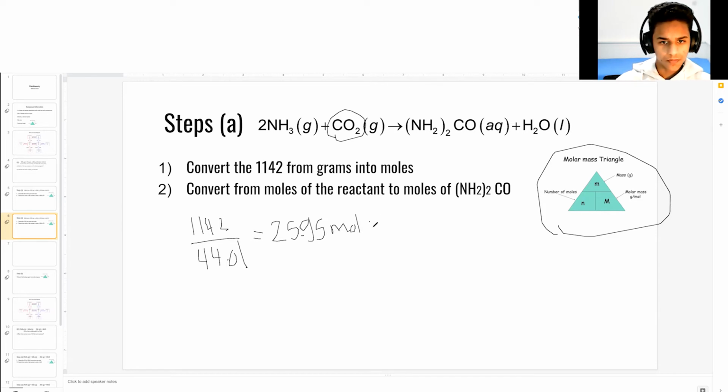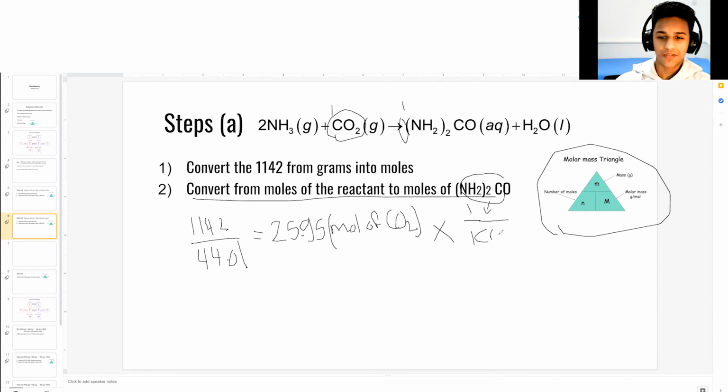Now the second step is to convert from moles of the reactant to moles of the product, which is the urea. We're going to multiply by the mole ratio. We look at the ratio of both compounds. We found that the urea has 1 and the carbon dioxide has 1 as well, so it's 1 to 1. We always put the product on top, so that's 1 of the urea over 1 CO2.